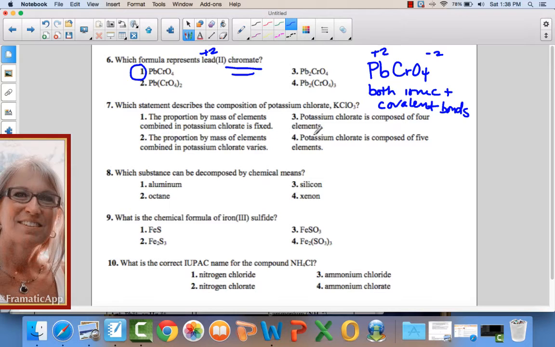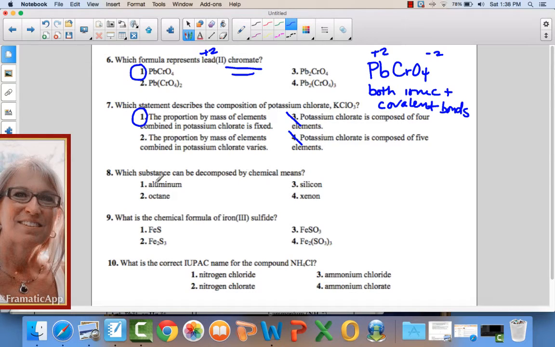Which statement describes the composition of potassium chlorate? Well, it's made of 1, 2, 3 elements, so it's not that. It's not made of 4. The proportion by mass of elements combined in potassium chlorate varies. The proportion by mass of elements combined in potassium chlorate is fixed. Well, they're going to be fixed because if we change the amount of the elements, then we're going to change the compound.